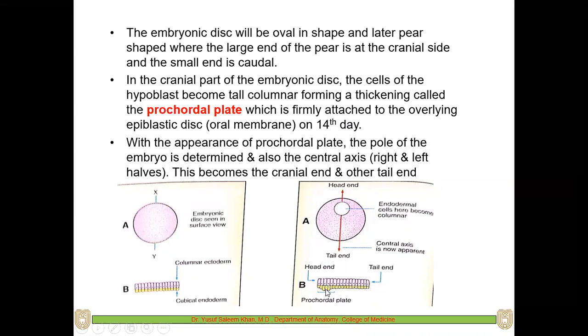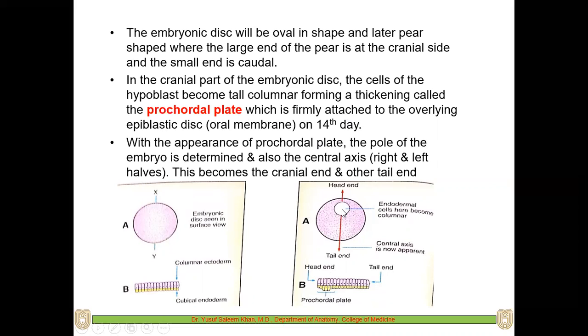This prochordal plate is totally adherent to the epiblastic cells, and this region will later form the oral membrane. Very important. This is the site for the formation of the oral cavity. Okay. With the appearance of the prochordal plate, the pole of the embryo is determined.